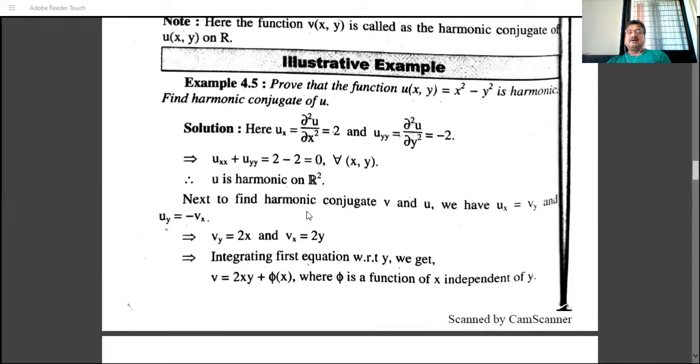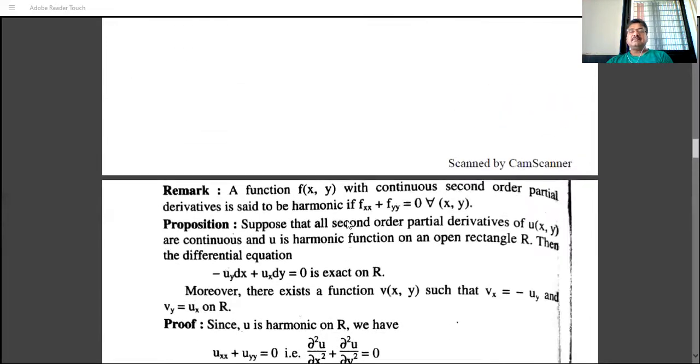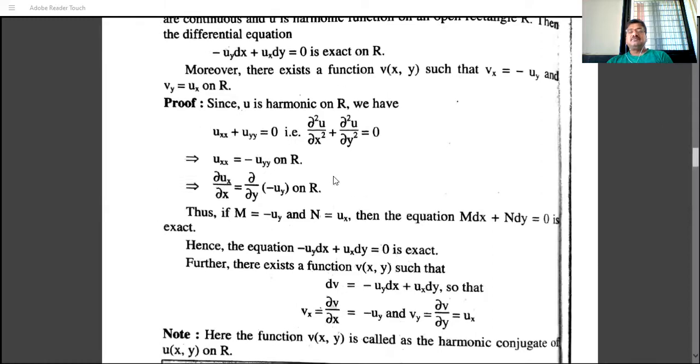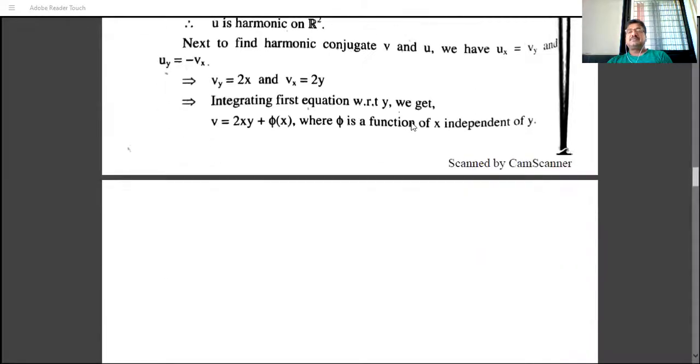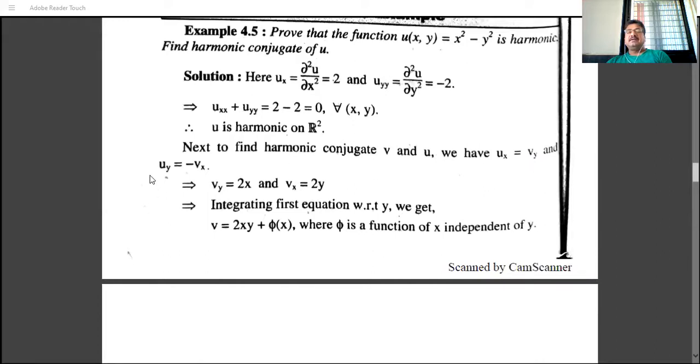In order to find the harmonic conjugate, its proof is given here. The proof is not important, so just remember this formula. u_x is equal to v_y and u_y is minus v_x, and therefore v_y is equal to u_x. Now we have to find v, the harmonic conjugate of u. And what is u? u is x square minus y square. So u_x is 2x, so v_y is equal to 2x. And v_x is minus u_y. What is u_y? u_y is minus 2y, and so minus u_y is 2y.